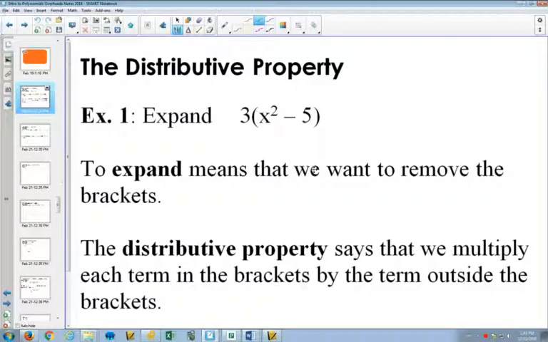The distributive property. So what we're going to learn today is, what is the distributive property? We're going to learn how it's similar to what we saw with the negative sign outside of a set of brackets. And we're going to learn some important command words. So when you have a quiz like you did today, there's going to be certain command words. One of them might be expand.